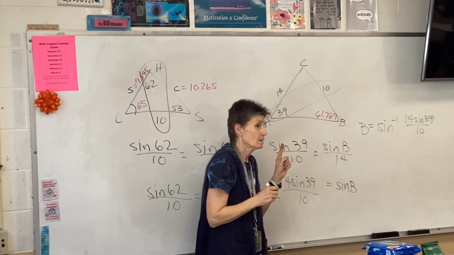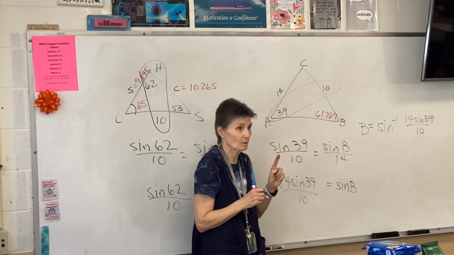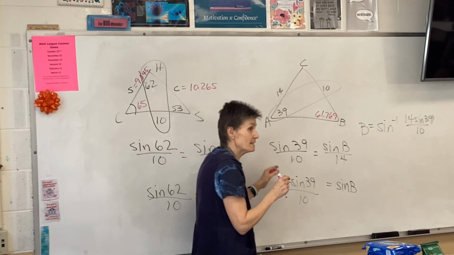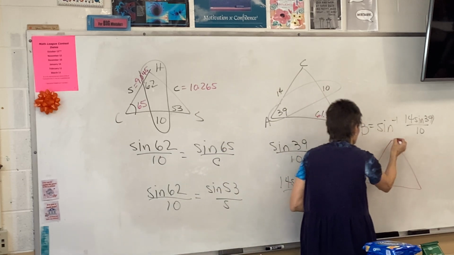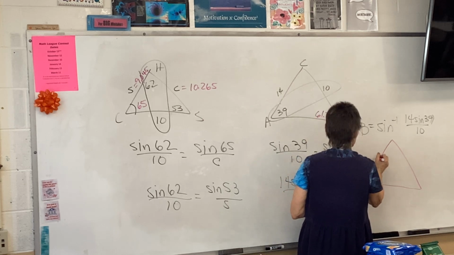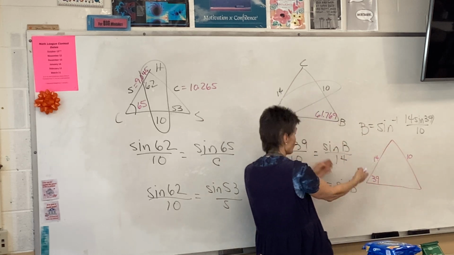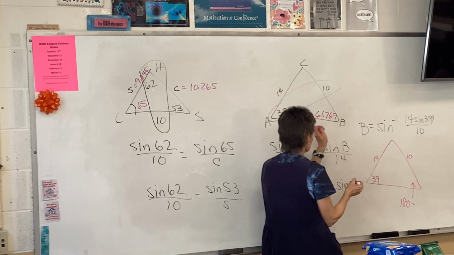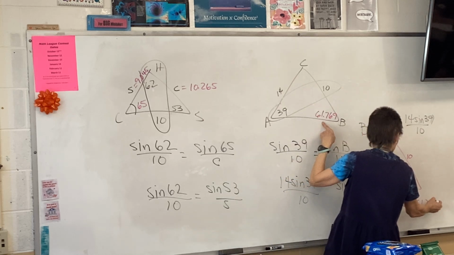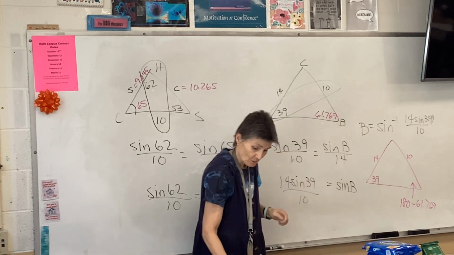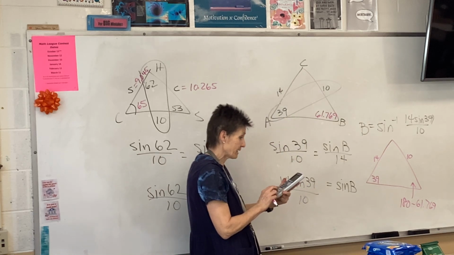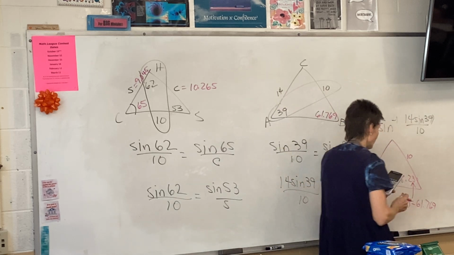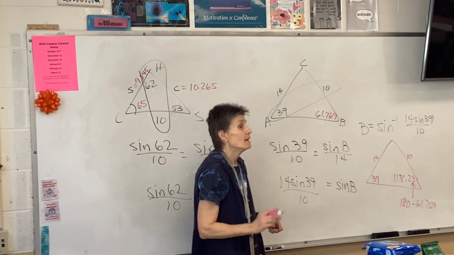What was the question? How many are possible? It's either 0, 1, or 2. Now, I need to check for a second one. If there is a second one, it will look just like the first one, except this angle will be 180 minus the first one you got. So if there is a second, this angle will be 118.231. Yes. That works.